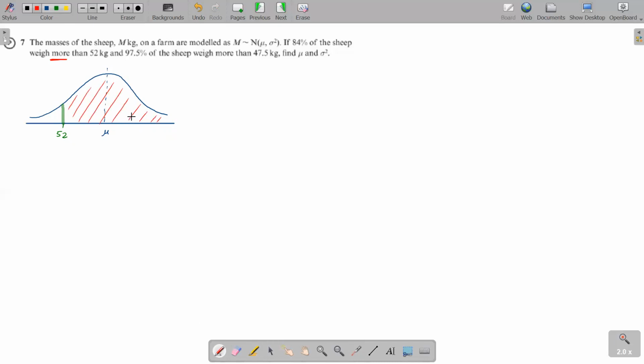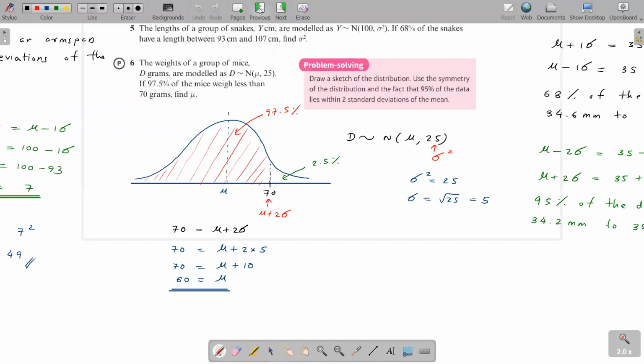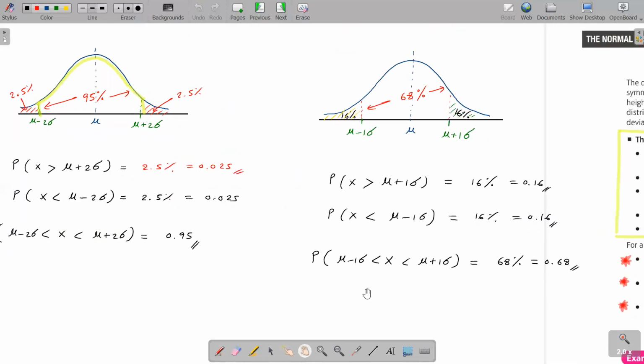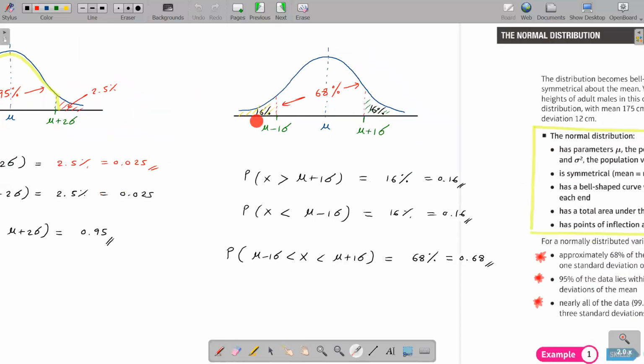And this area that we're talking about is 84%. Guys, if this area is 84%, can I have the area behind this part? 16%. So if you refer back to the original diagram for mu plus minus 1 sigma and mu plus minus 2 sigma, can you see the 16%? Yes. So you can see here 68 plus 16 is the 84%.